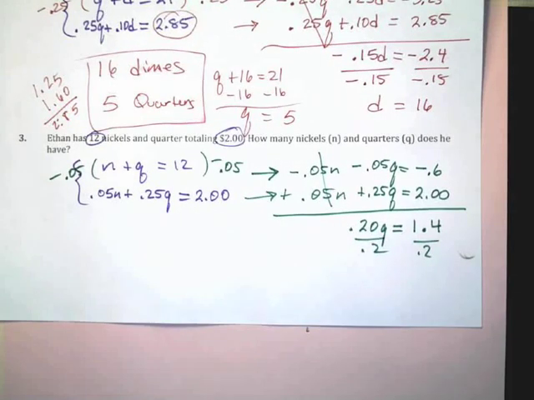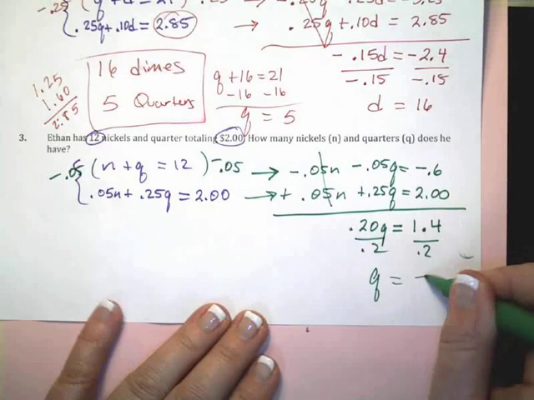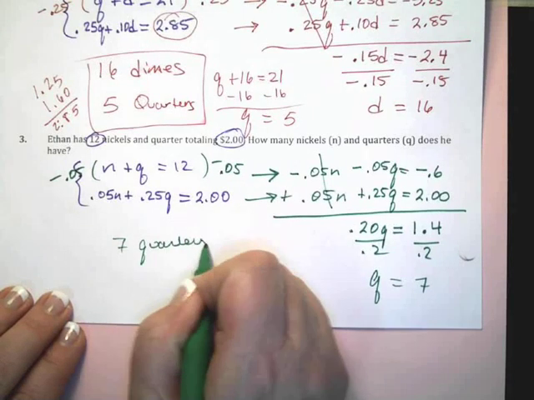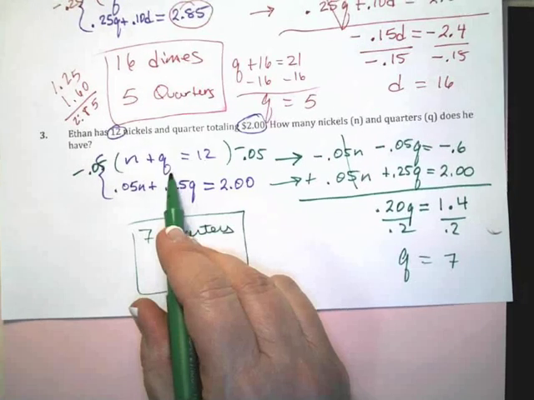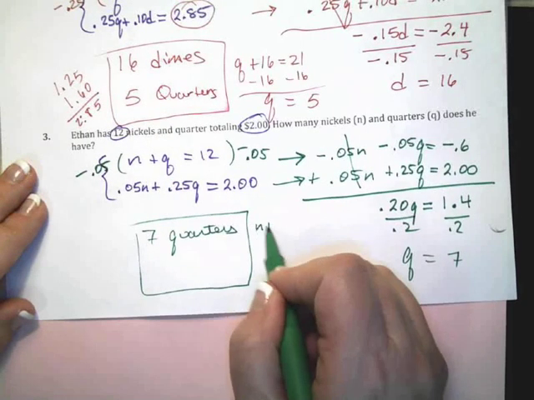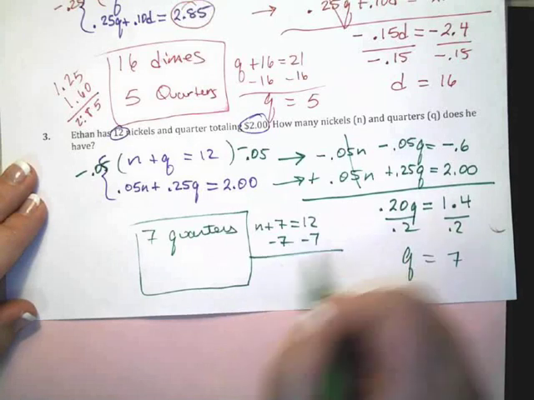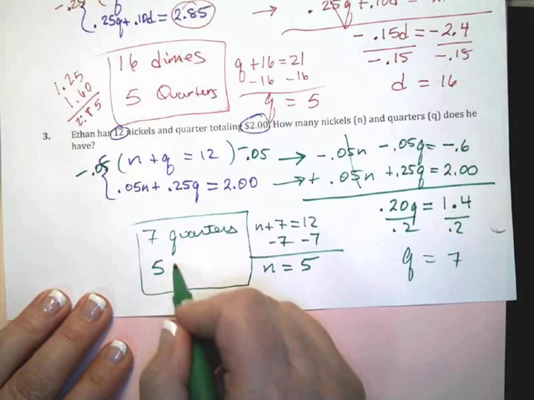Divide, and we are getting that the number of quarters is equal to 7. Using this top equation, n plus 7 equals 12, means the number of nickels is equal to 5.